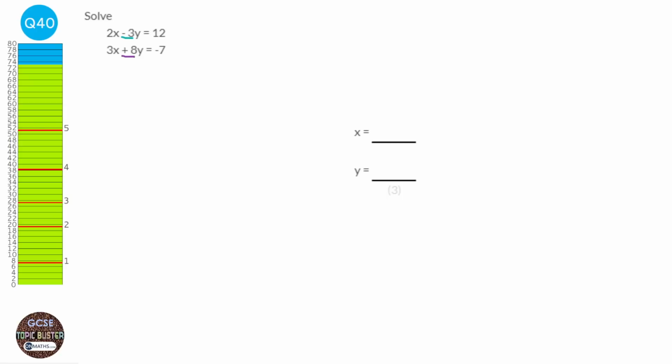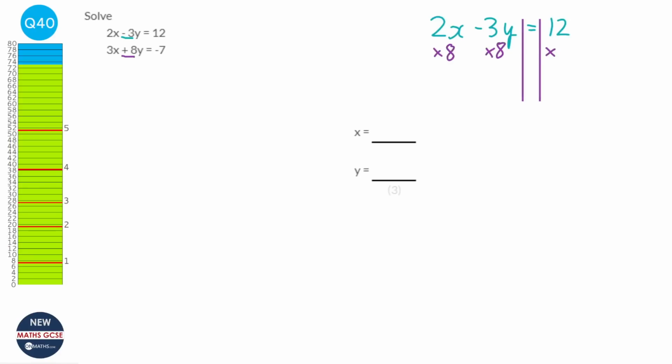So I'm going to write out the first equation, so 2x minus 3y equals 12. Get my lines in, and I'll notice that I'm going to times everything by 8 to make the coefficient of y to be minus 24. So we got 16x minus 24y, which is good, that's what we wanted, and then we're going to do 12 times 8, which is 96.